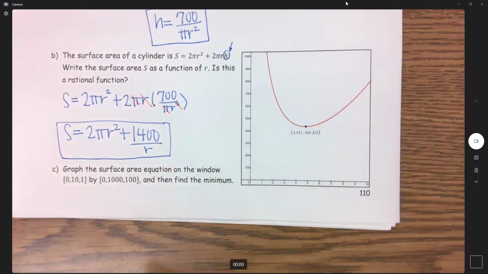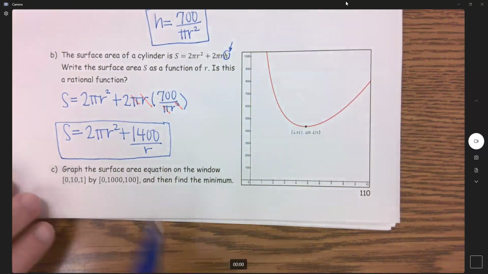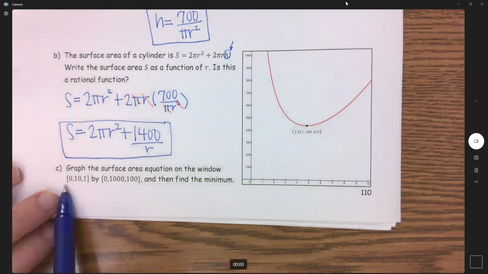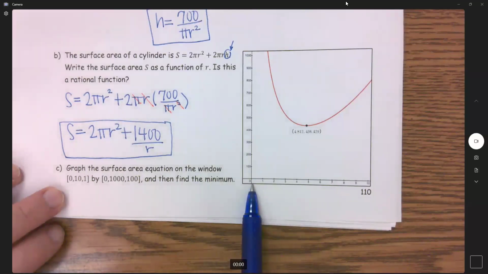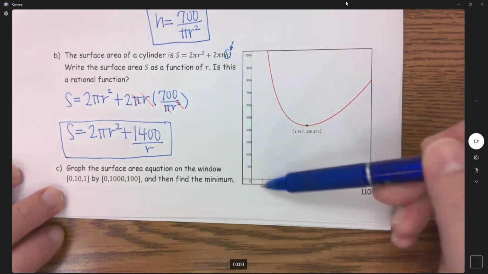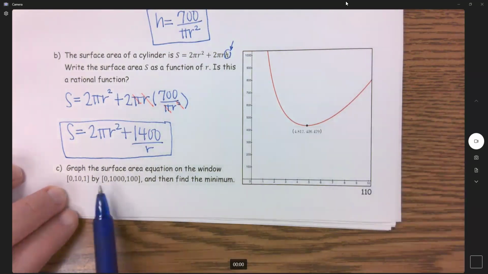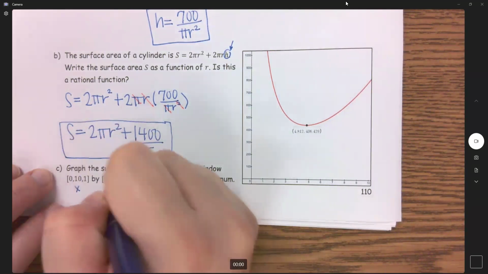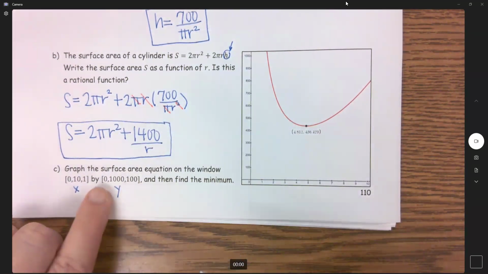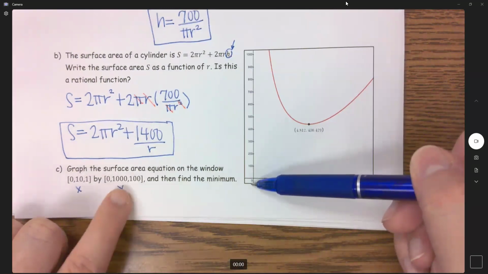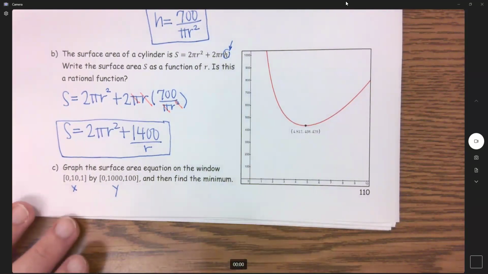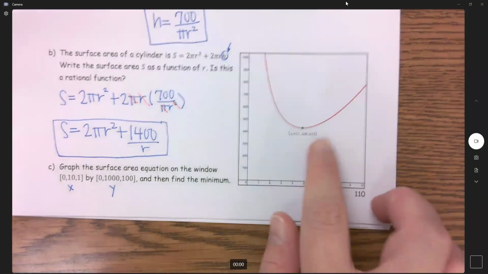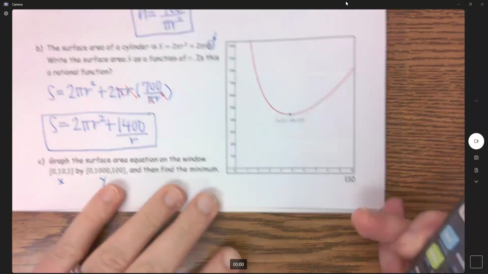Okay, and then lastly, graph the surface area equation on the window and then find the minimum. So this right here tells me my x's. You can see my x min is 0, x max is 10, and the scale is going by 1. This is my y information. My y min is 0 to a y max of 1,000, and the scale is going up by hundreds. So let's graph this real quick and see if we can match this graph, and then we're going to find the minimum.